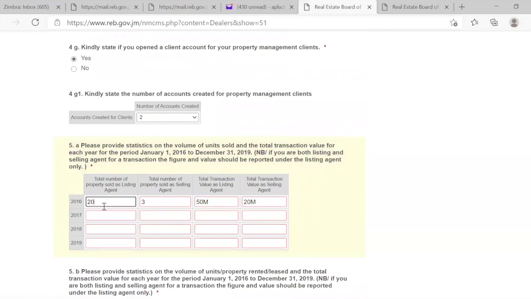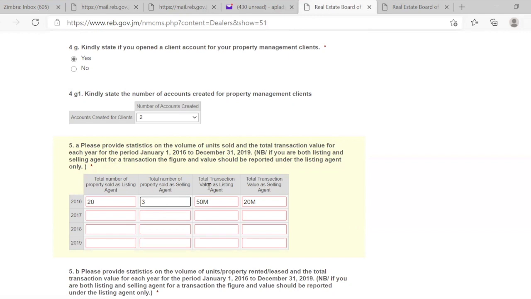Let's say now in 2016, you list 20 properties and you were successfully able to complete those sales. Then you would indicate those 20 properties. You are the listing agent. Let's say you are the purchasing agent or you co-broke with the dealership that lists the property. In this case, there are 3 transactions this company completed. So they are not the listing agent in this case for these transactions. So you record that information here.